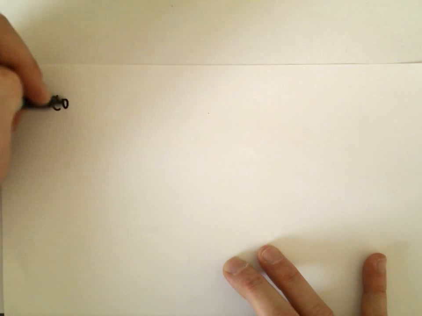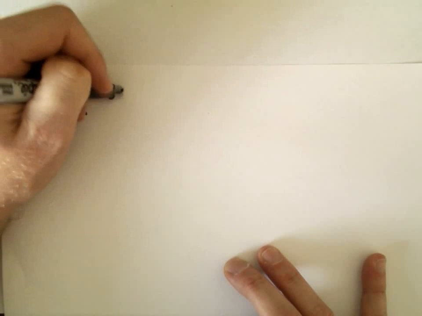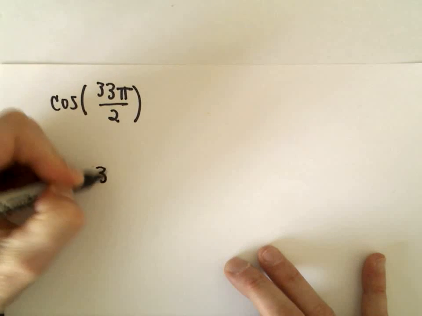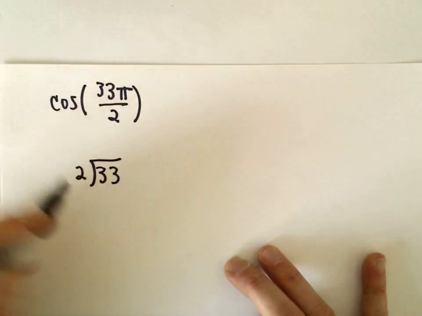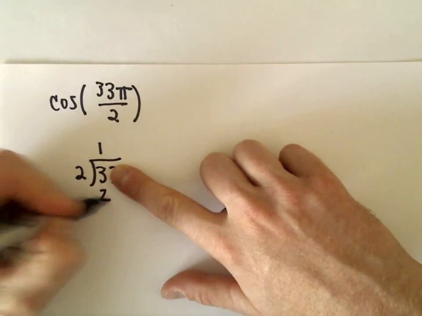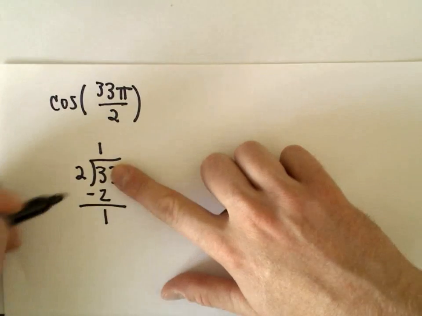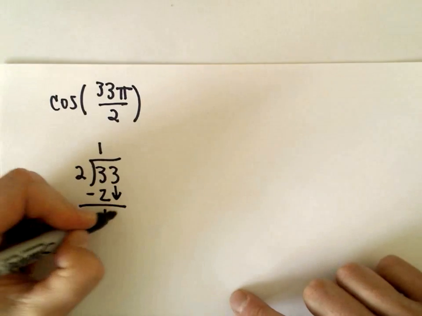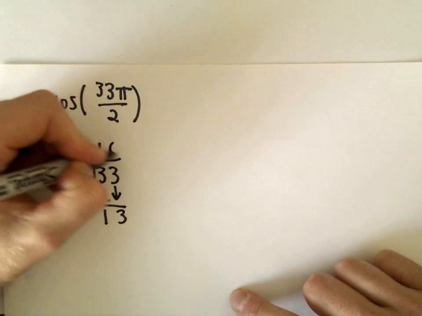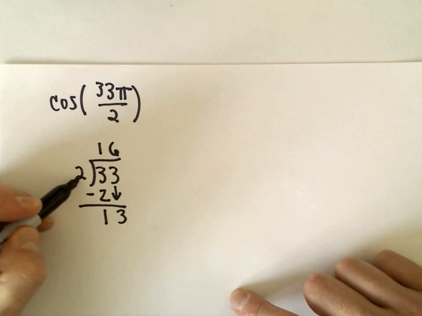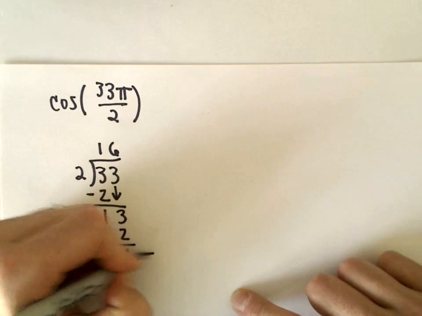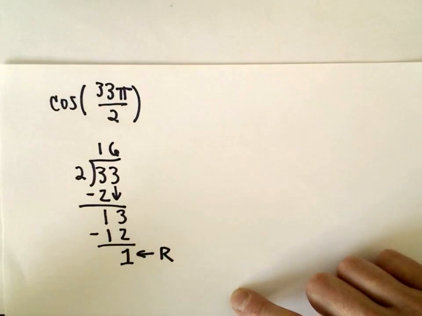So part B was cosine of 33 pi divided by 2. So let me make 33 divided by 2 into a mixed number. Well, let's see. 2 will go into 3 once. 1 times 2 is 2. If we subtract, we get 1. We drop down the 3. 2 will go into 13 6 times. 6 multiplied by 2 is 12. I subtract, I get a 1. This is going to be my remainder.